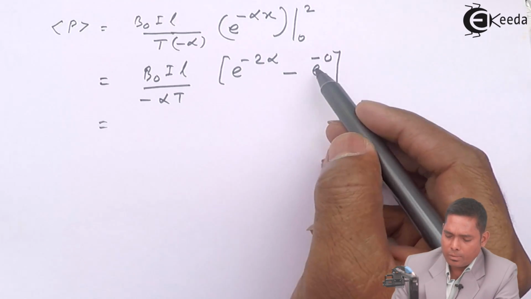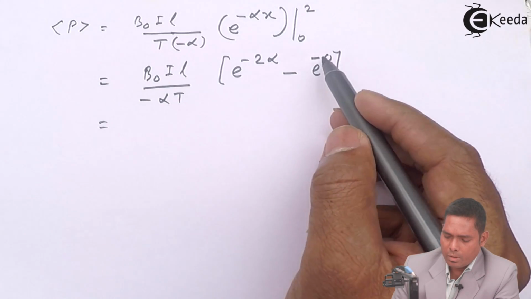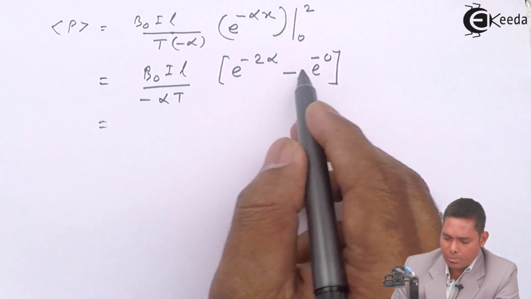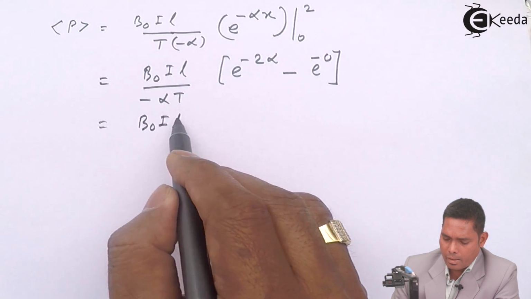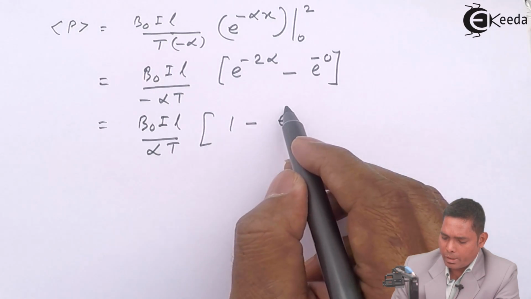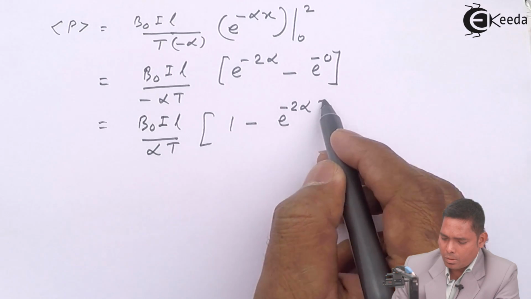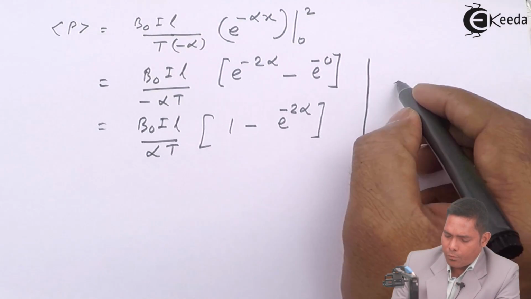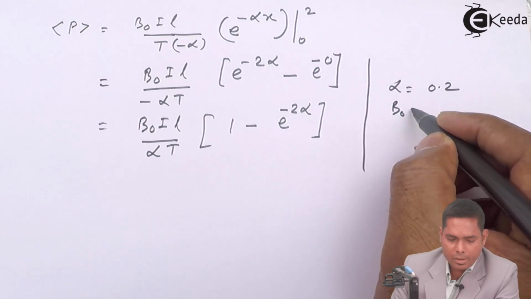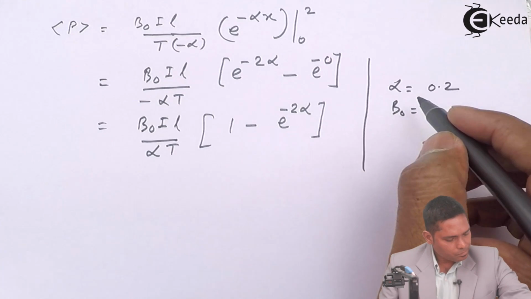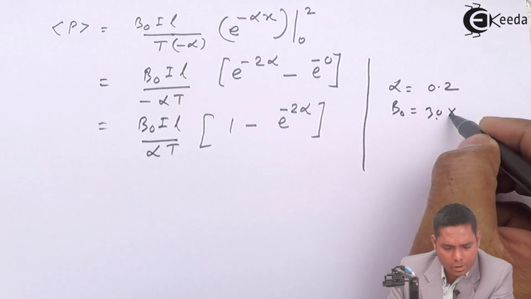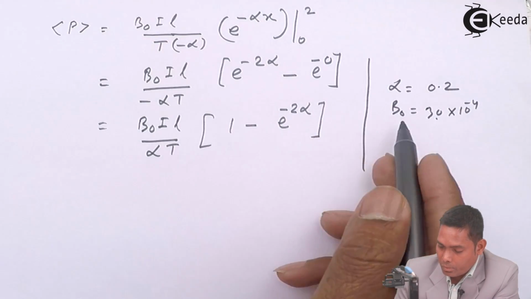Something to the power 0 is 1, so this becomes 1, and if I take this minus inside, this is 1 minus something, so this is B naught Il divided by alpha T, and this becomes 1 minus e raised to minus 2 alpha. Now alpha I had taken as 0.2, and B naught was 3.0 into 10 raised to minus 4. So I'll resubstitute after calculations.